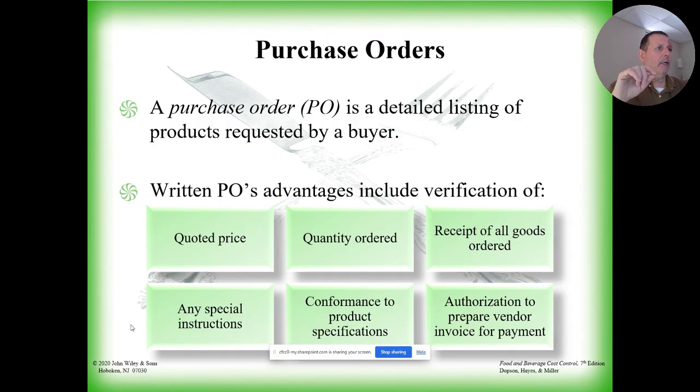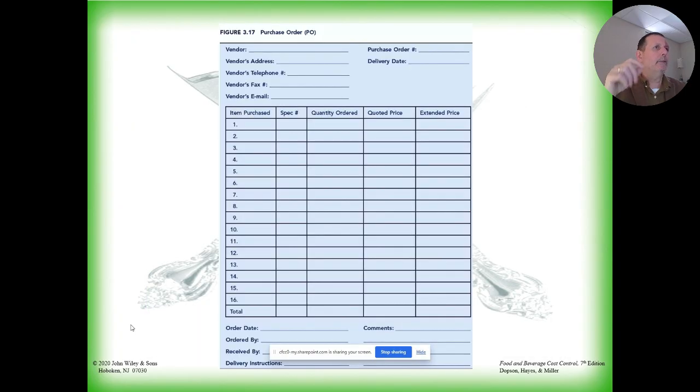Okay. Any special instructions, conformance to product specifications, authorization, prepare vendor invoice for payment. All right. So it talks about the payment information. It's going to say right on the purchase order whether or not we're going to collect on delivery, or we have terms or whatever. Okay. Let's see. So that's a sample purchase order.